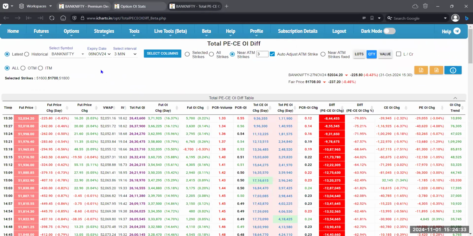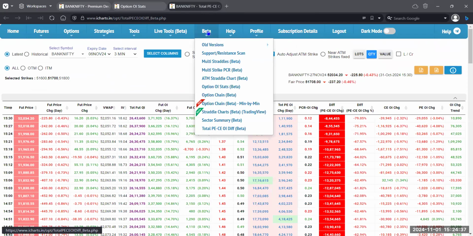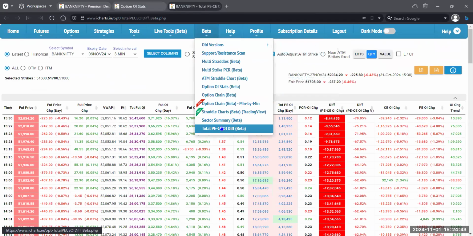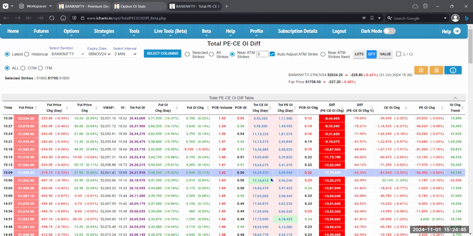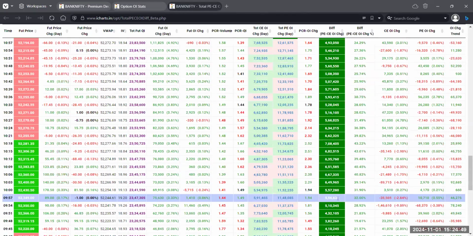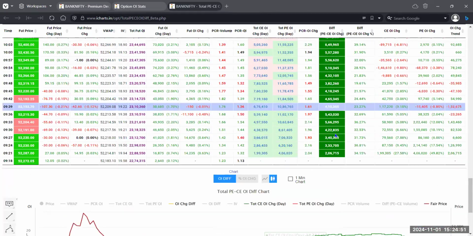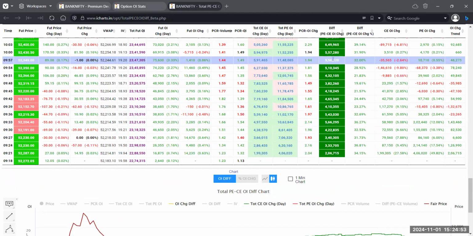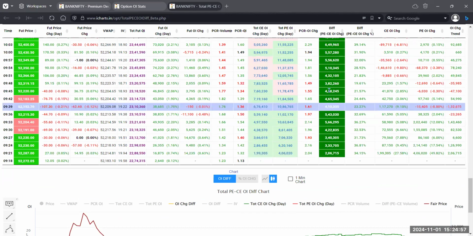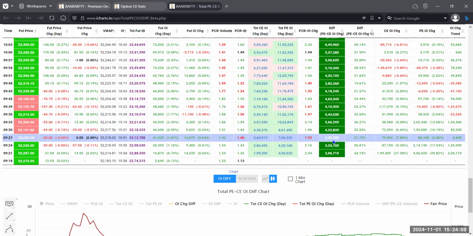Okay, so the other tool that is important is Total PE-CE OI change, and the one we suggest you use is the one under beta. So this, again, the idea here is one is clear. This will tell you the direction most of the time. Sometimes it may be misleading, but most of the time, this is going to give you a correct indication of which side the trend is.